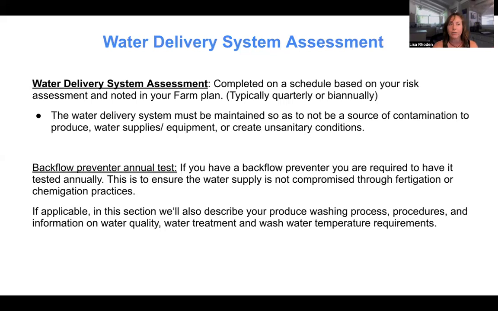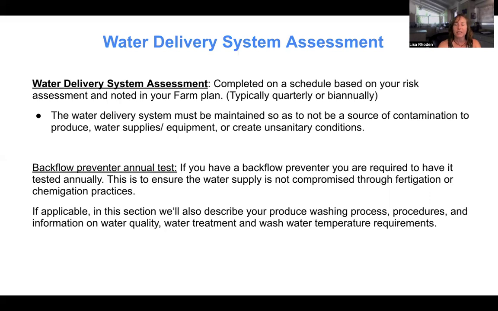Oftentimes, we have found that folks who are leasing land, there's some kind of agreement with the leaseholder to do that. If you're in an urban setting, typically if you're renting or leasing space, they're going to take care of it. But this is something to start thinking about. Look to see if you have a backflow preventer if you don't know, and then figure out how can we get that documentation to show that it has had an annual test.